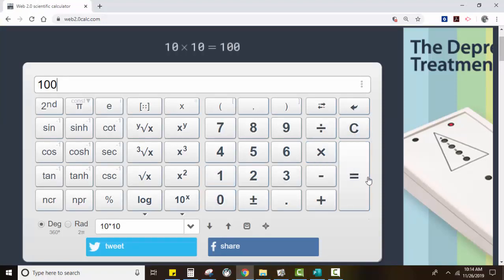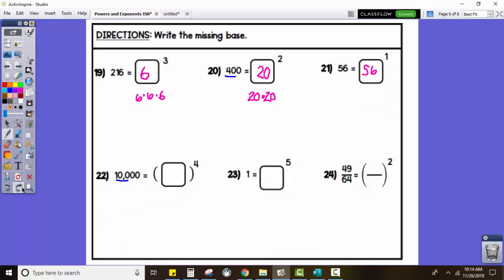Well, I know that's 100. Then if I multiply that by 10 again, that's 1,000. If I multiply that by 10 again, that's 10,000, and that's what we're looking for. So I'm going to type them all in at once. 4 times I multiplied the tens by. So 10 times 10 times 10 times 10 equals 10,000. I can see 10 times 10 times 10 times 10.